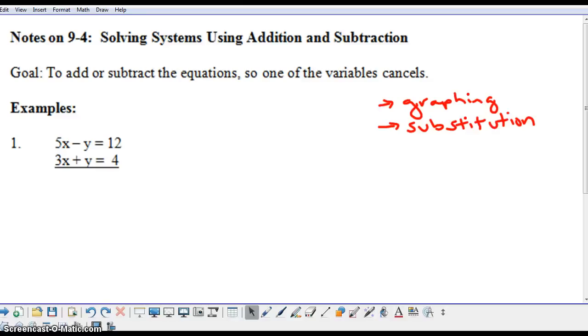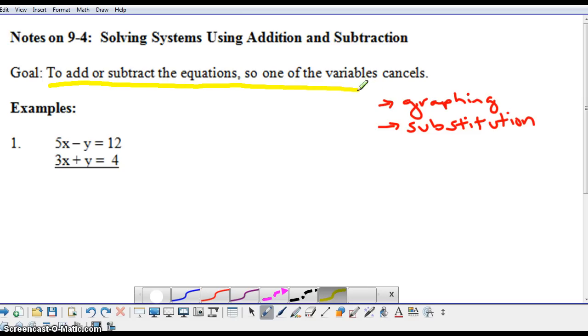So far, we've learned to solve systems of equations by graphing and seeing where the lines intersect, or by using substitution, where we solve for one variable and then substitute an expression in for that variable. Here, we're going to learn about a third method for solving a system of equations by either adding or subtracting the equations so that one of the variables cancels.